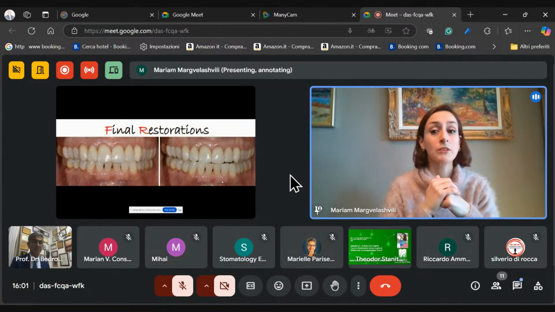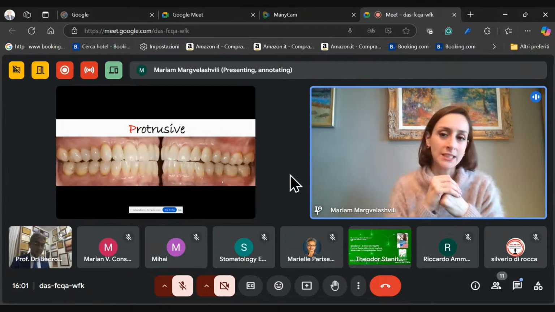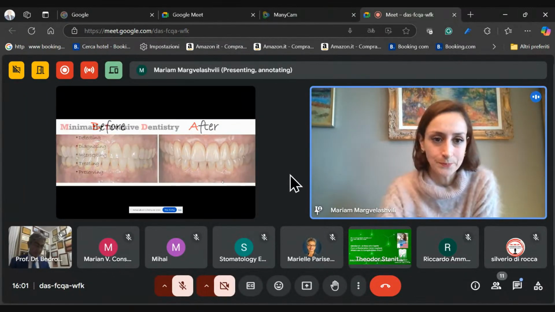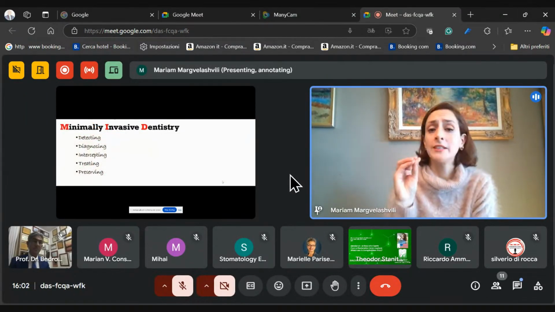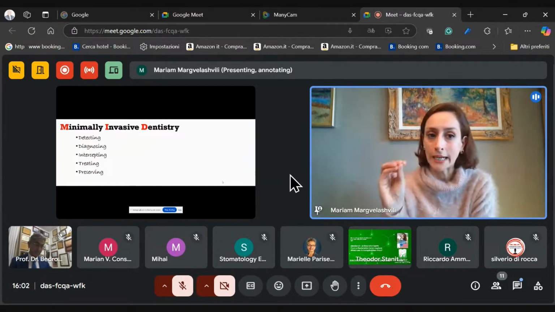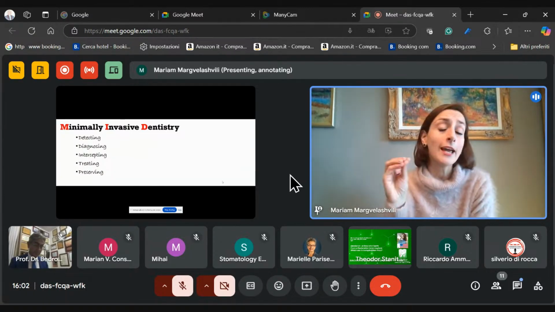And this is the patient in centric and protrusive, where we provide mutually protective occlusion, where anterior teeth protect posterior teeth in protrusive and lateral excursive movements. And this is the patient before and after. I think minimally invasive dentistry is the way we should be practicing, but it needs an upgrade.